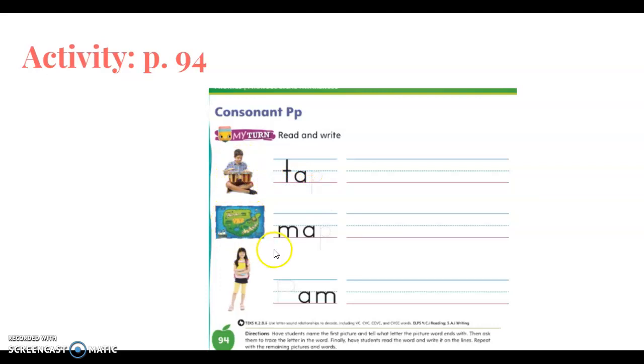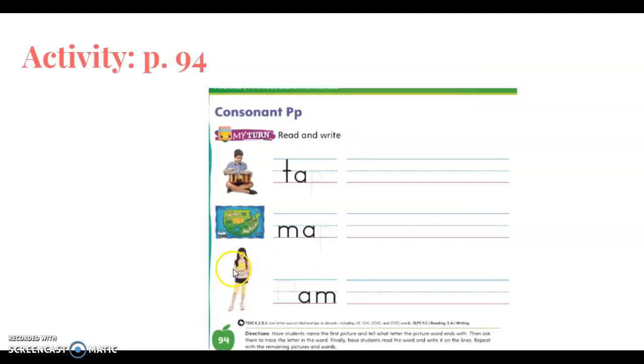The second picture shows a map. Here's the picture. So we have a map. Its starting sound is m, middle sound a, short a, ending sound p. So you're going to trace over the lowercase p and then write the word map on these lines.